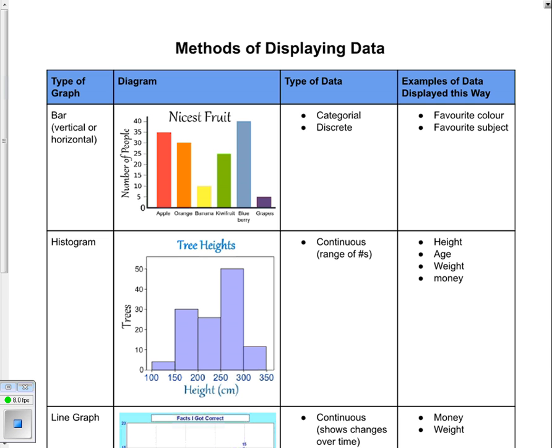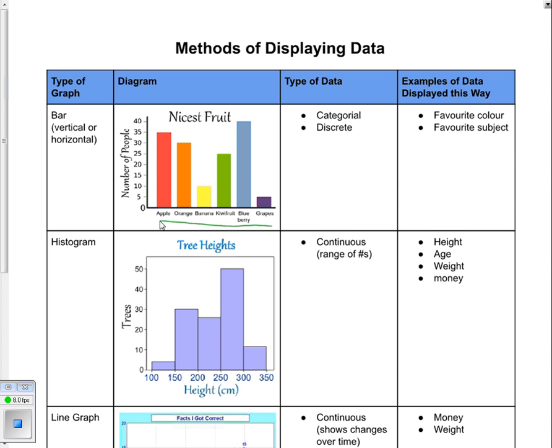So the first one here in our first row is called a bar graph. It doesn't matter if the bar graph is either vertical or horizontal, they both apply. And then there's a diagram example here of the nicest fruits. We've got some respondents of people who have said they like apples, oranges, bananas, etc. Again, when you look at the type of data, a bar graph is capable of displaying both categorical and discrete data. So for example, in this particular situation, the categorical data is the type of fruit.